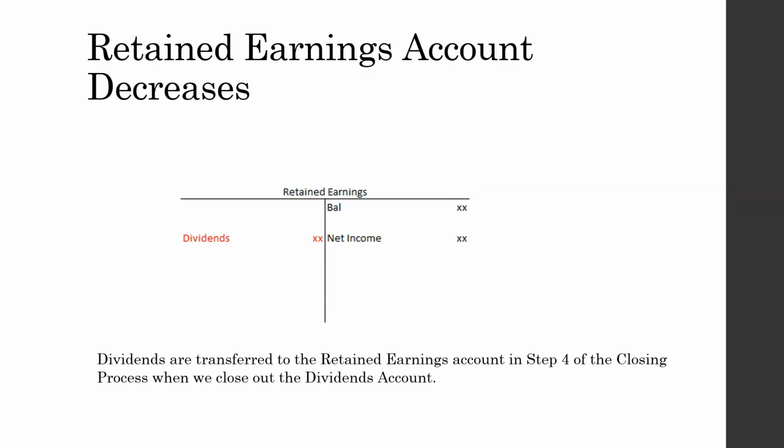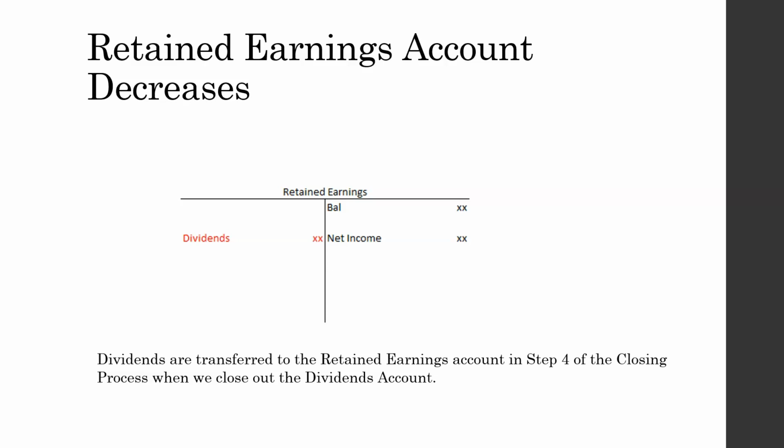Next, let's look at decreases to retained earnings. Dividends cause retained earnings to decrease. So net income causes it to increase. Whenever the company pays out any dividends, it'll decrease retained earnings. Dividends, again, are only transferred to the retained earnings account in step 4 of the closing process when we close out the dividends account.